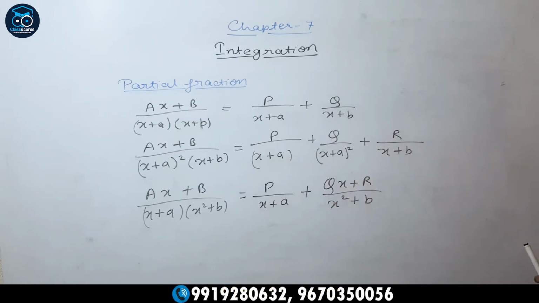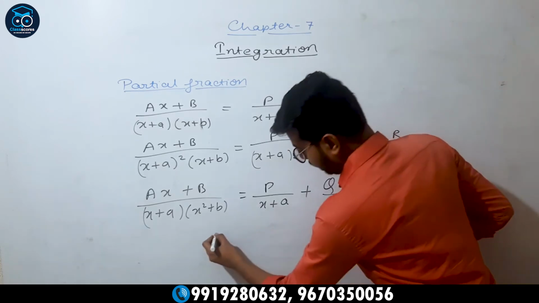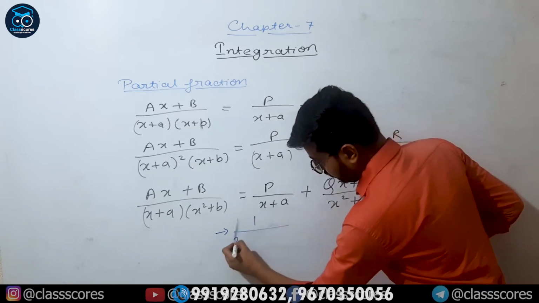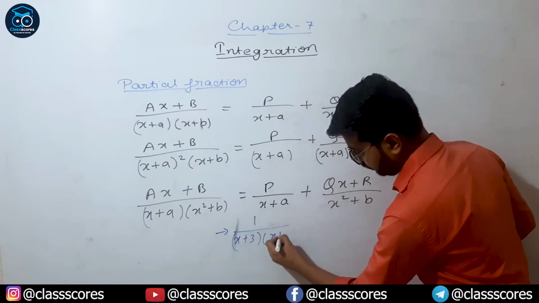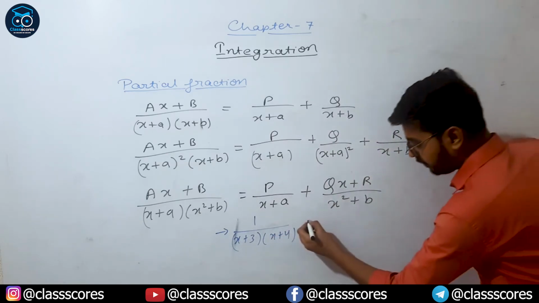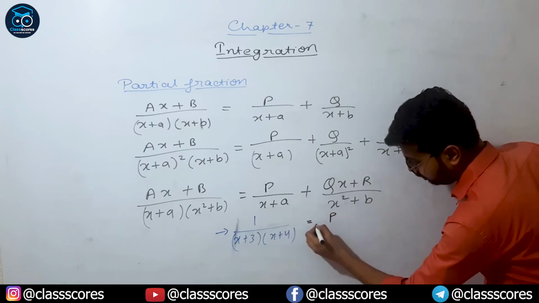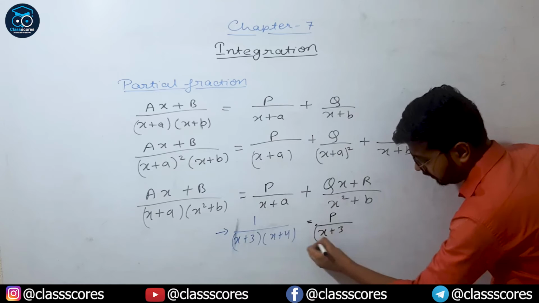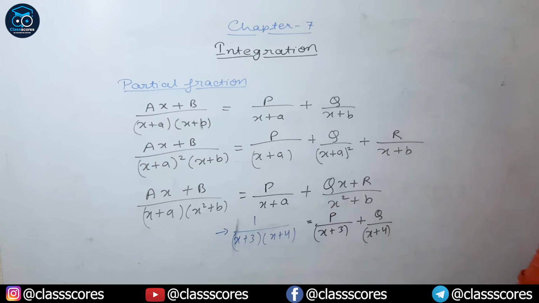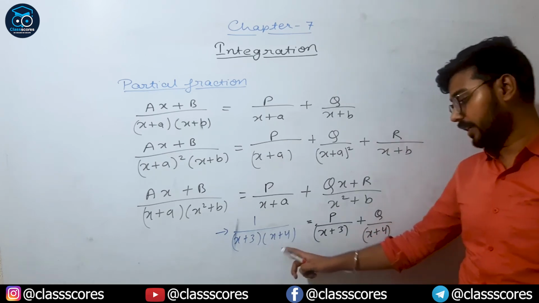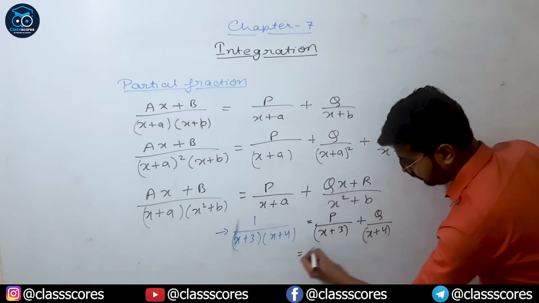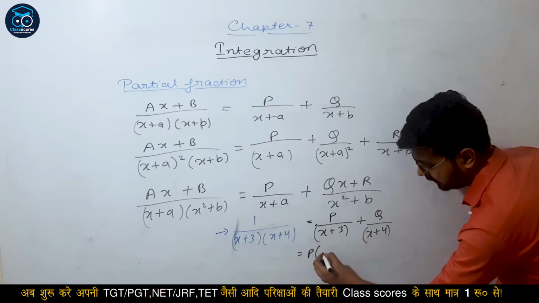For example, let's take an example. If someone gives you a question, x plus 3 and x plus 4, separate this function with the help of partial fraction. So what we can do, first of all, we can consider p upon x plus 3 plus q upon x plus 4. Now here we are saying both the functions are equal, then when we simplify this, you also get this function. Just simplify this with the help of LCM.